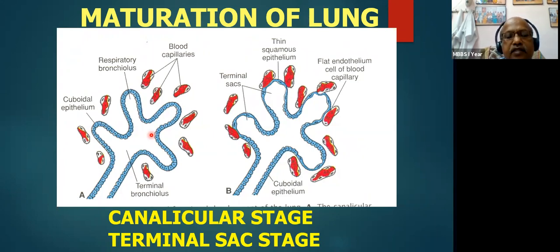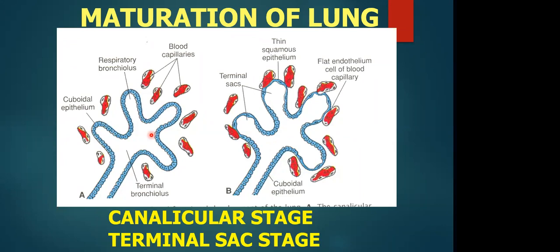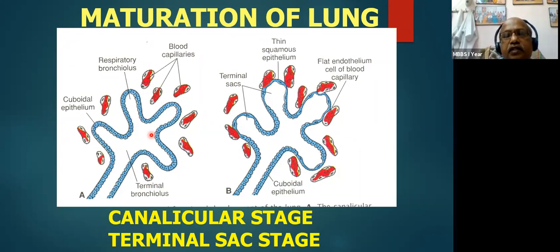So now the next stage is called the terminal sac stage. What is the difference between the canalicular stage and the terminal sac stage? See the picture and tell. Capillaries are coming into close contact with alveoli. So in this stage only, we have formation of alveoli from the respiratory bronchiole. These are the alveoli. Alveoli are formed. Now you see that your capillaries are in close contact with your alveoli. Before this we don't get alveoli at all. From the respiratory bronchiole, first here and there you will have formation of alveoli with alveolar cells.